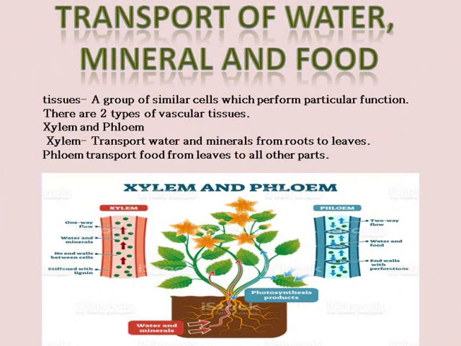Transport of water, minerals and food. Plants have pipe-like vessels to transport water and minerals from the soil and food from the leaf to other parts. The vessels are made of special cells forming the vascular tissue. Now, what is a tissue? A tissue is a group of similar cells which work together to perform a particular function. The arrangement of cells in the tissue depends on the function to be performed by the tissue.